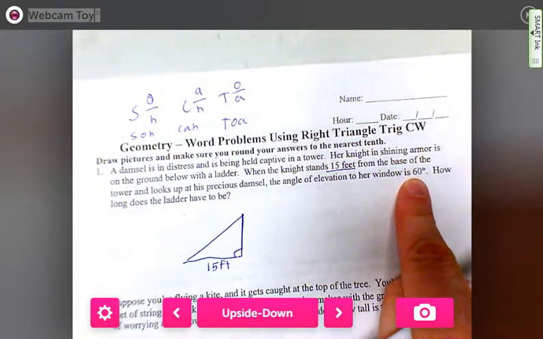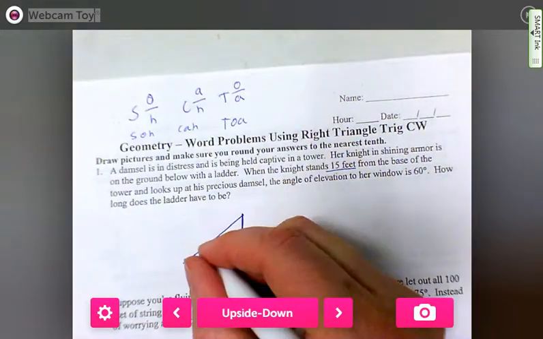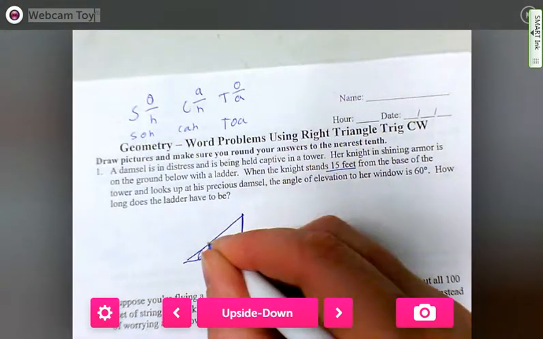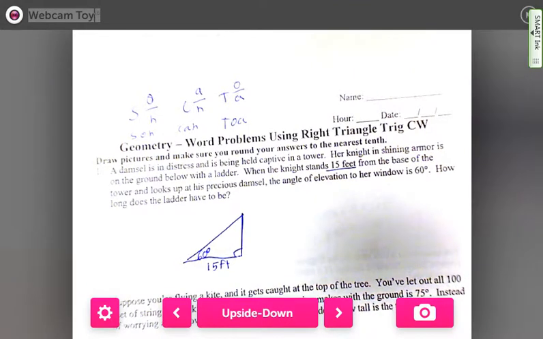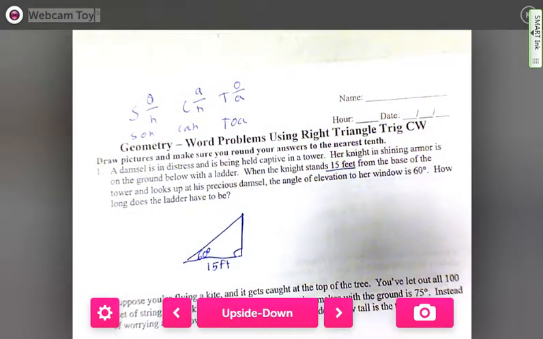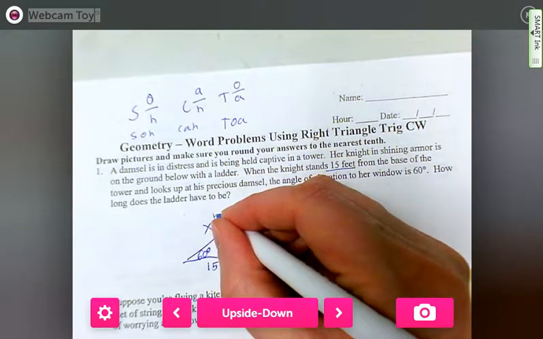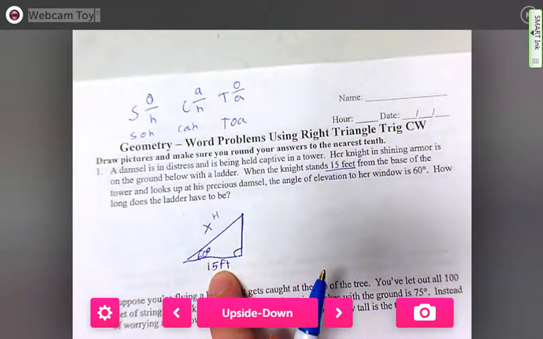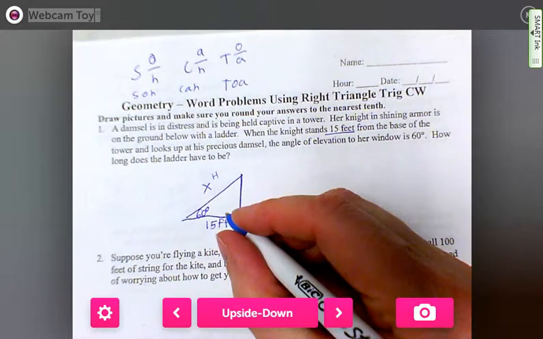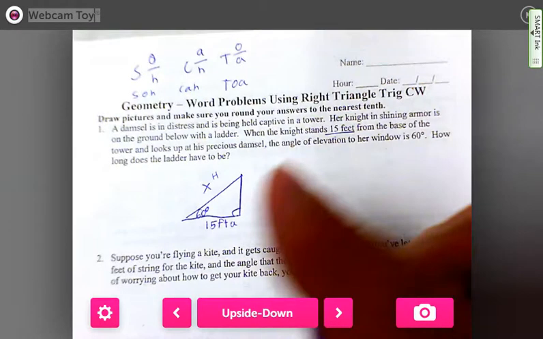An angle of elevation of 60 degrees. Where does 60 degrees go? Right in here. And what are we trying to find? How long does the ladder have to be? Which one's the ladder? There's the ladder. So we're trying to find the hypotenuse. 15 is my adjacent. Notice I only labeled 2 of the sides. I didn't label all 3. Just 2 of them.